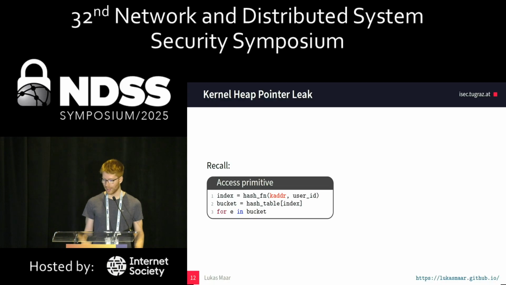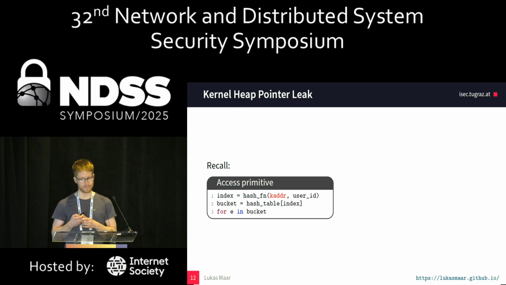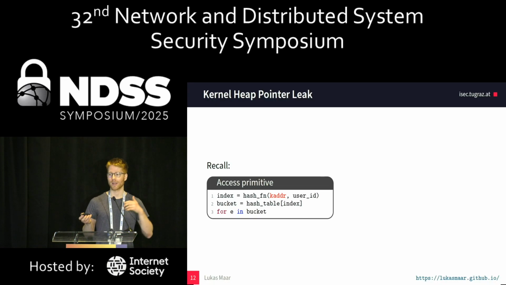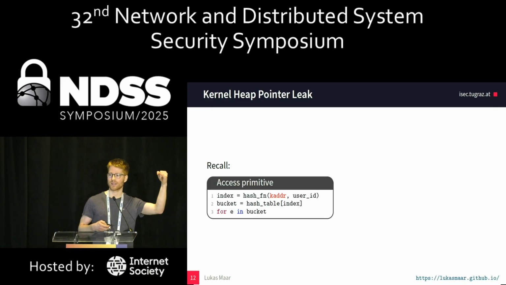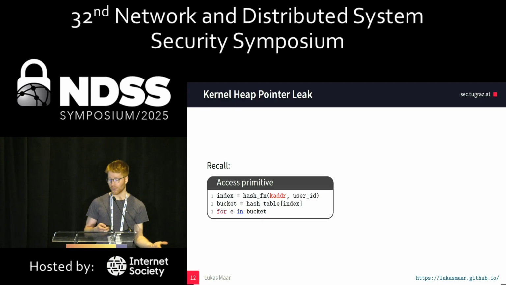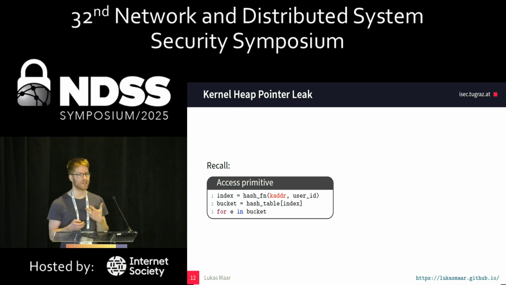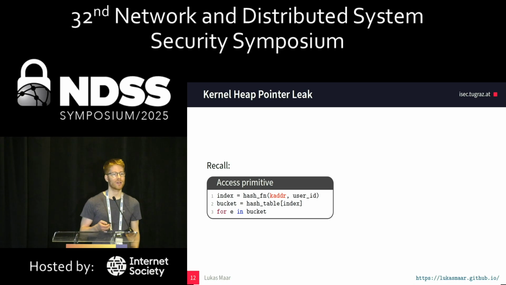As the last attack, we leaked a kernel heap pointer. Let's recall the access primitive syscall. First, it calculates the hash with a kernel address and the user identifier. Second, it obtains a reference of a hash bucket. And third, it leaks the occupancy level through the timing.